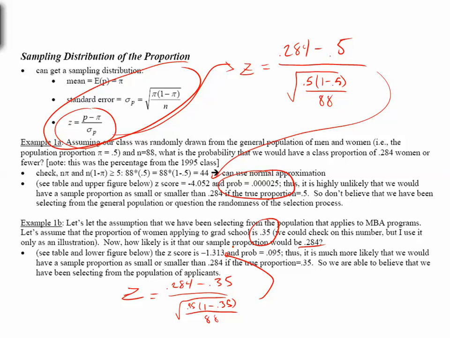Taking that to a normal distribution table, we find that the probability of that happening now is just under 10%. So it's much more likely that we would have a sample proportion as small or smaller than 28% women if the population that we're drawing from is more closely, the proportional split is 0.35 or 35% women.